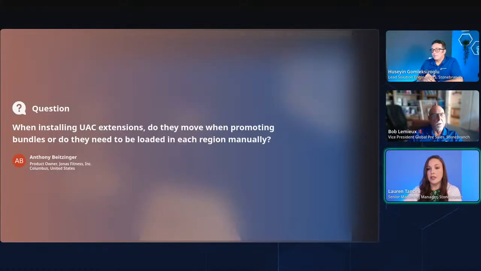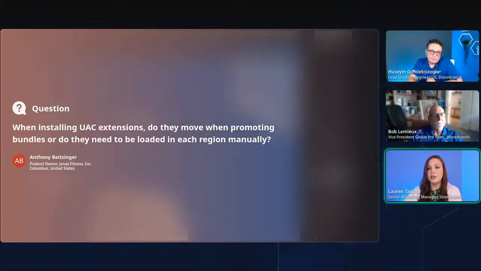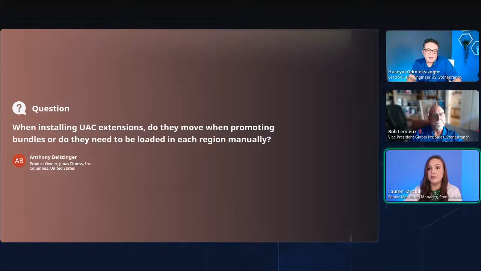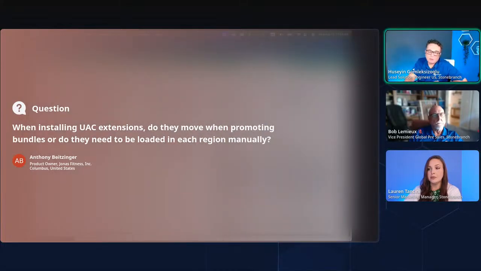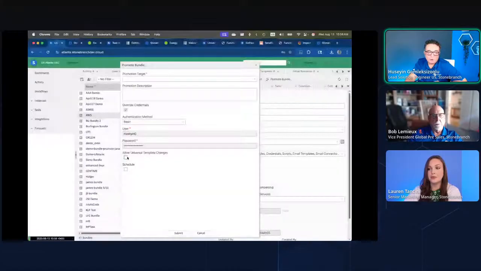When installing UAC extensions, do they move when promoting bundles, or do they need to be loaded in each region manually? With the bundles, we have this option. When you promote a bundle, there is an option here, allow universal template changes. If you select that one, when you do the promotion, the extensions will also be promoted.